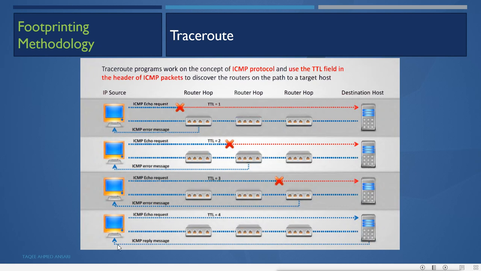Then it will keep increasing the time to live until it reaches the destination. That is how traceroute works, and it finds the path between the source and destination. It finds how many routers are between source and destination.